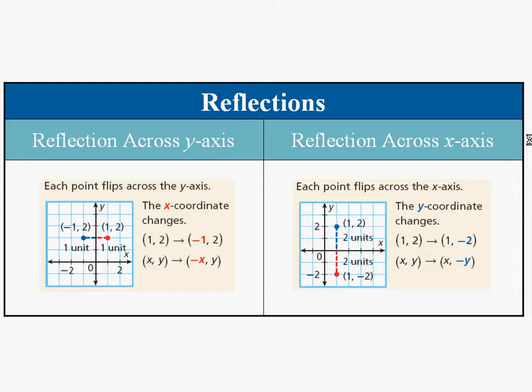For a reflection across the x-axis, the point flips across the x-axis, changing the y-coordinate. So if y is a positive value, it becomes negative. If y is a negative value, it becomes positive.